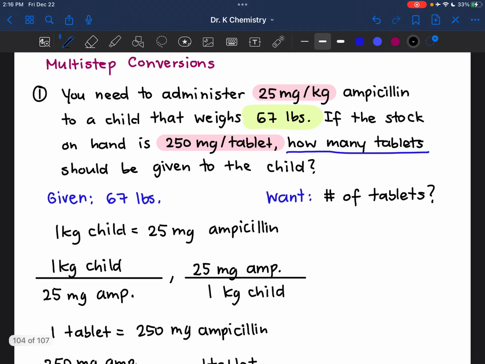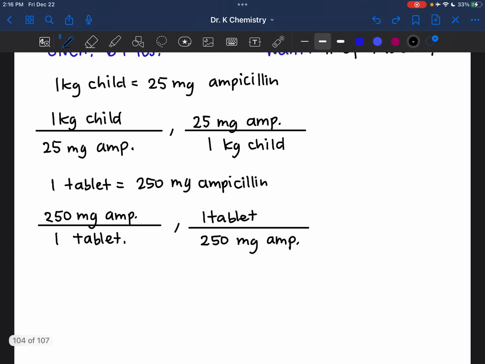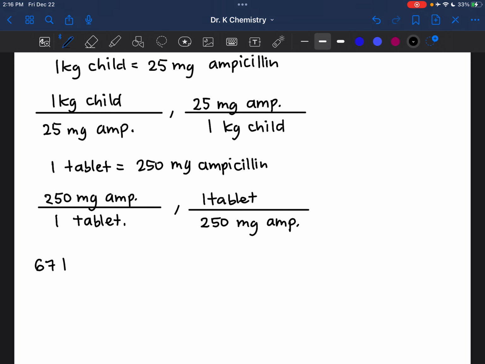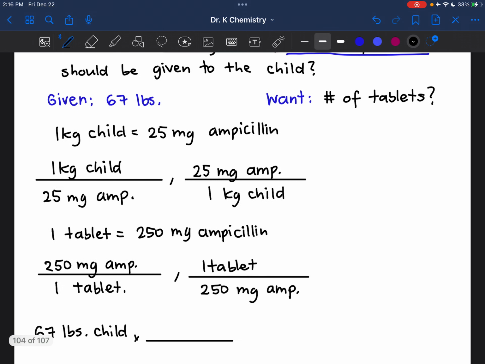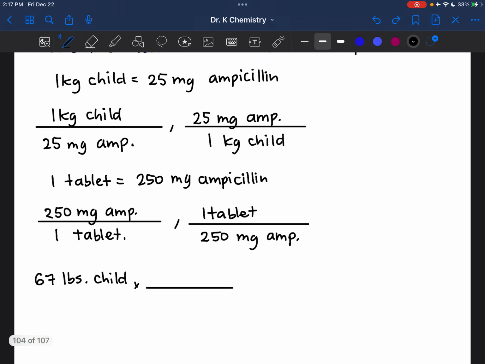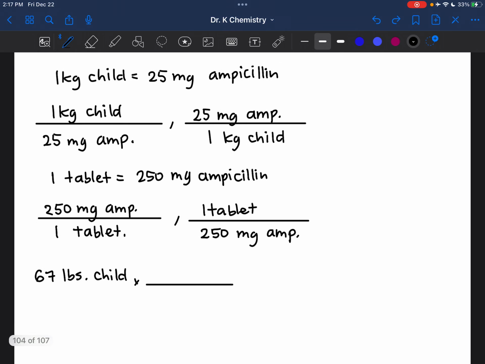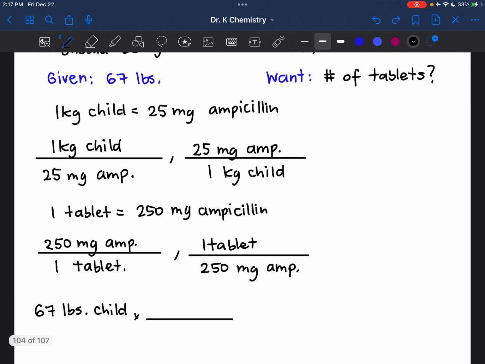All right, now we have everything we need written out, or at least everything that's given to us in the problem, and we can go ahead and do that conversion. I'm always going to start with what is given and what's just kind of off by itself. So I'm going to start with the 67 pounds, and that is the weight of the patient, which is a child. So we have 67 pounds, and ultimately we're trying to get to the number of tablets. So I'm not interested in pounds here. I want to get rid of that.